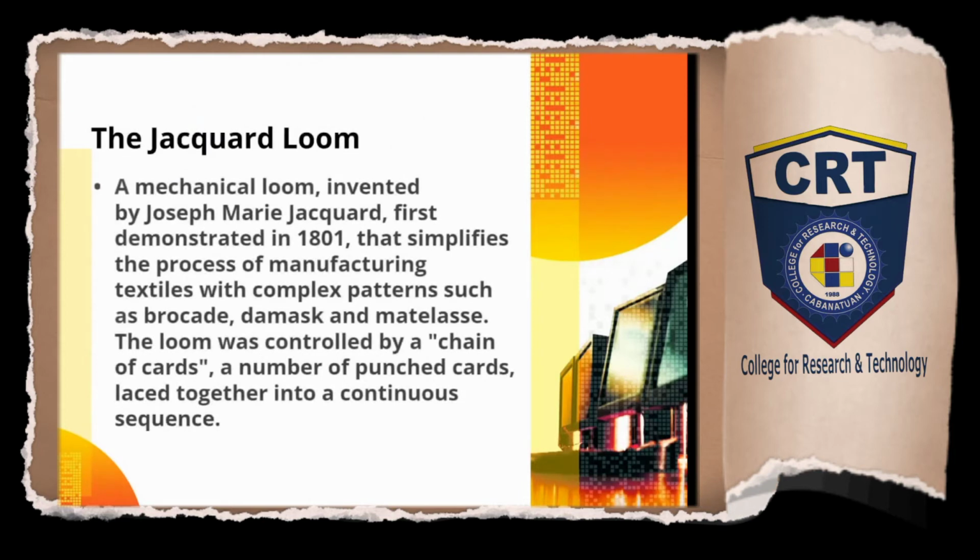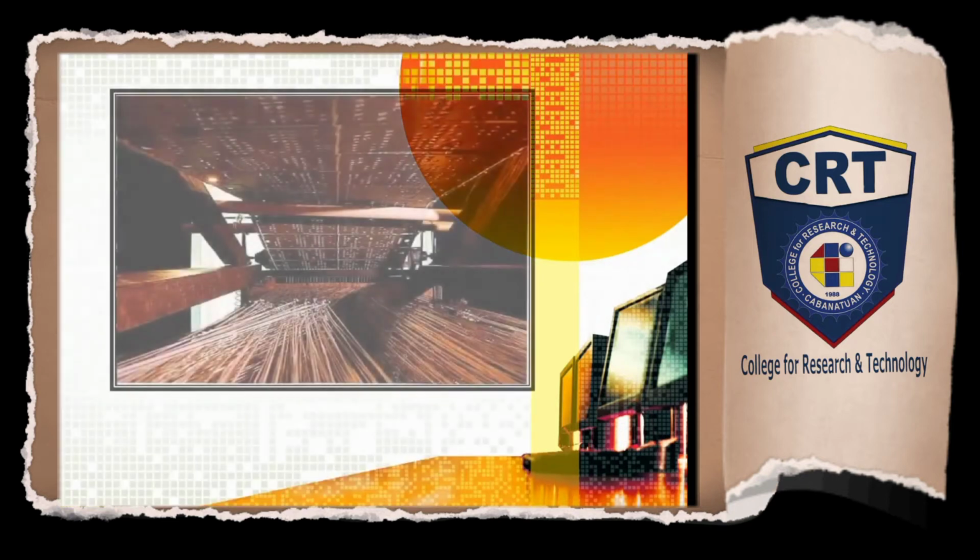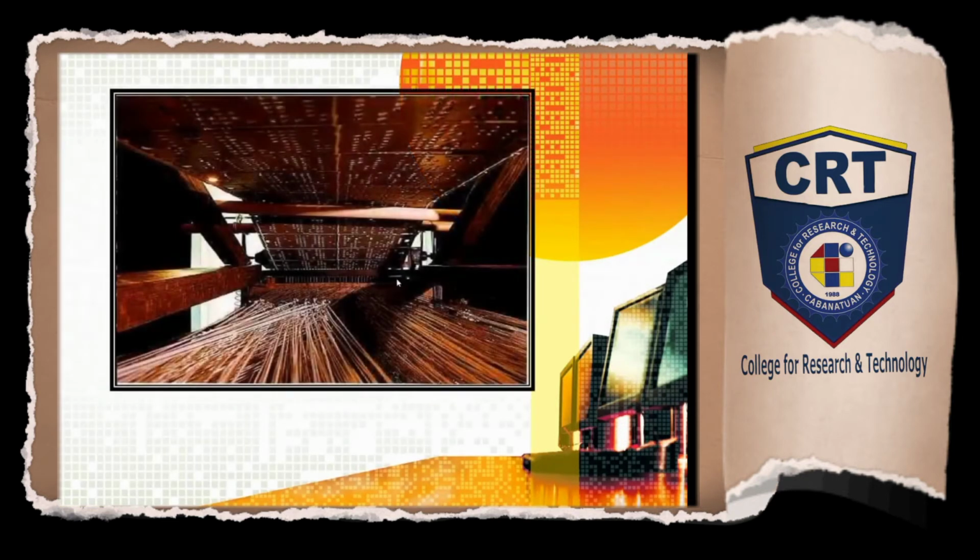Mr. Jacquard invented the mechanical loom, first distributed in 1801, that simplified the process of manufacturing textiles with complex patterns such as brocade and damask, and many more. The loom was controlled by a chain of cards, a number of punch cards laced together in a continuous sequence. This is a sample of a Jacquard loom. There's a pattern, and there's a string.